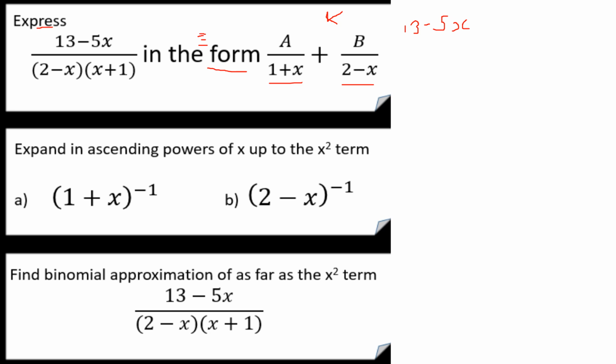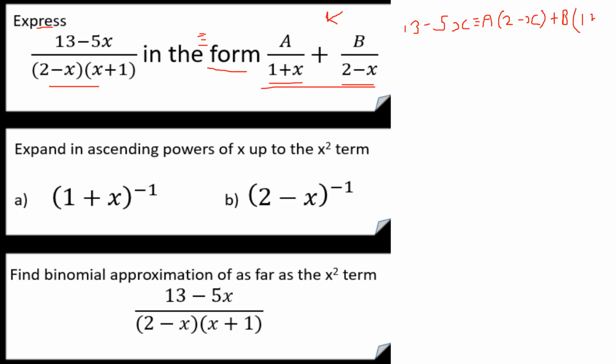We get as follows: this is equivalent to a lots of 2 minus x plus b lots of 1 plus x. Hopefully you're happy with that step. I made these two equal to each other, and then multiplied everything by 2 minus x and 1 plus x, and it gave me this.